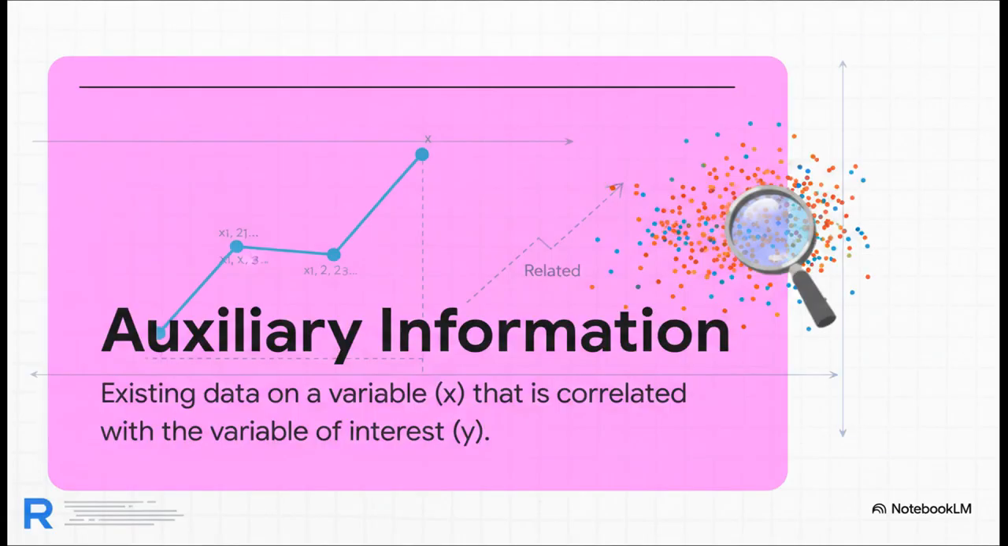The answer is something called auxiliary information. Think about it like this. Let's say your variable of interest, your y, is the total weight of all the apples in an orchard. Now, that's hard to measure directly. But what if you already knew the total number of trees in that orchard? That's your x, your auxiliary variable. If you know that more trees means more apples, that they're correlated, then that existing data, the tree count, becomes this incredibly powerful tool for getting a much sharper estimate of the total apple weight.